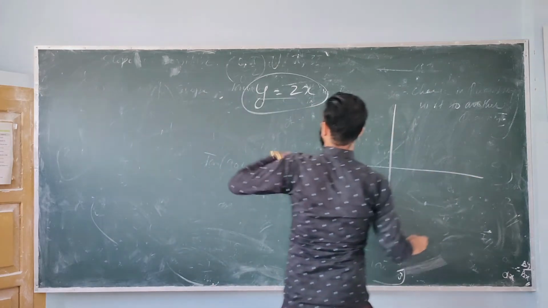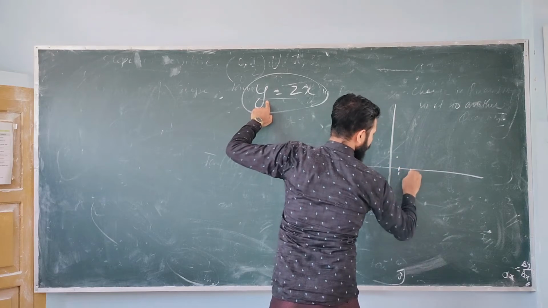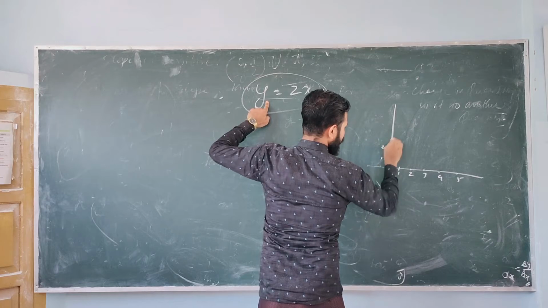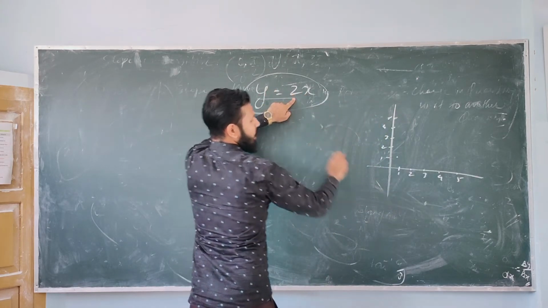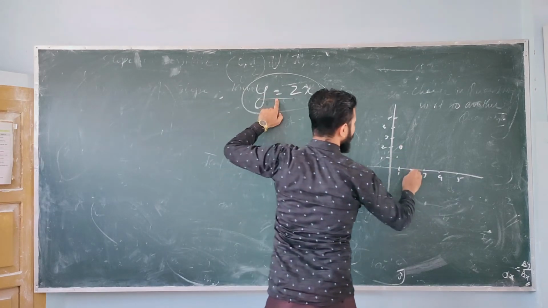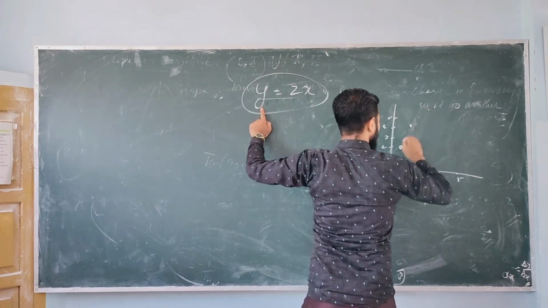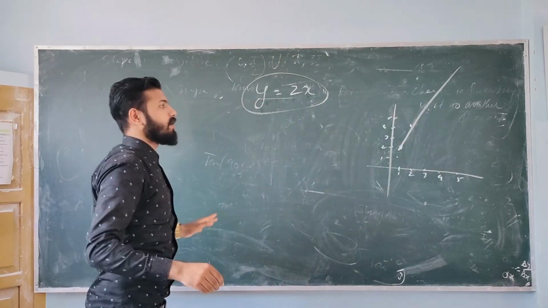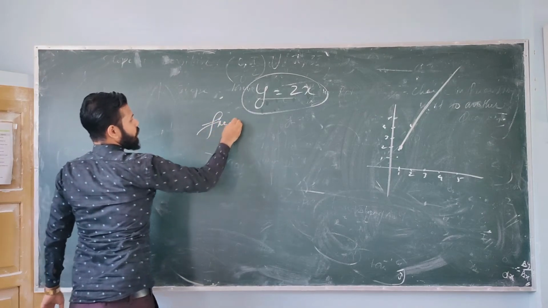When x is 1, y will be 2. When x is 2, y will be 4. When x is 3, y will be 6. So when you join them, it will be a line, right? So what did the question say? Find the slope.